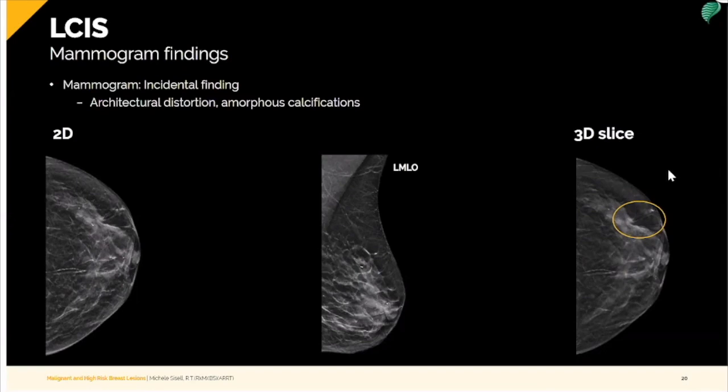The right CC is from the superior portion of the breast to the inferior. So it starts superior and it goes inferior. In the 3D slice on the lateral side of the nipple, there is a suggestion of architectural distortion with amorphous calcifications, which we're not really able to see. Both these findings are suspicious for cancer, so the radiologist decided that we needed further workup.